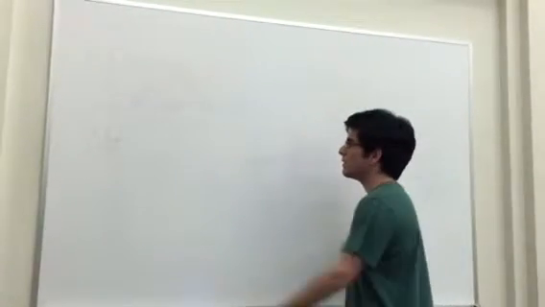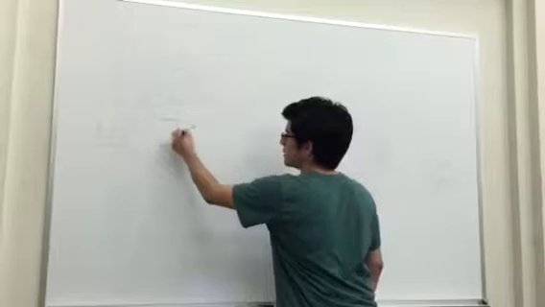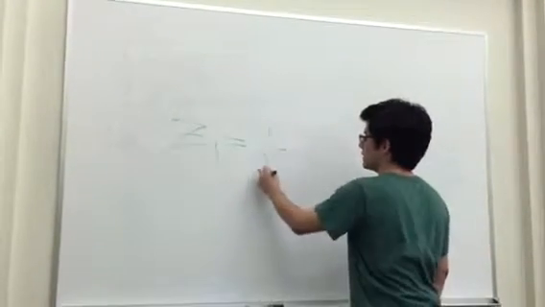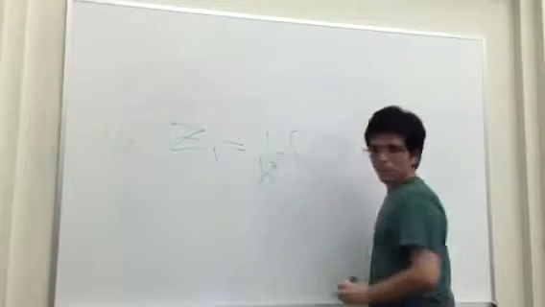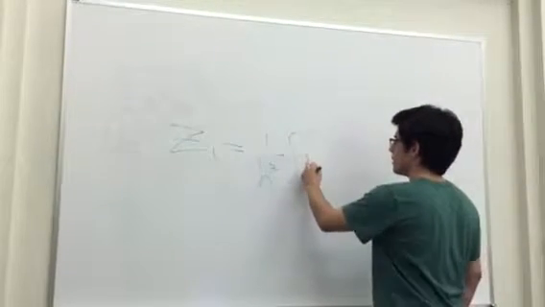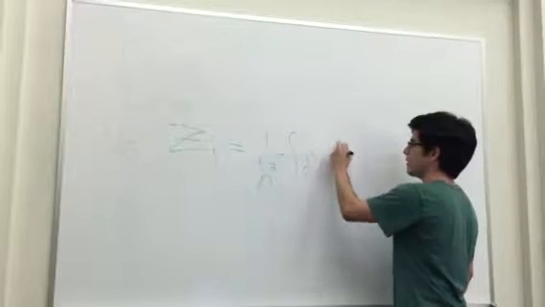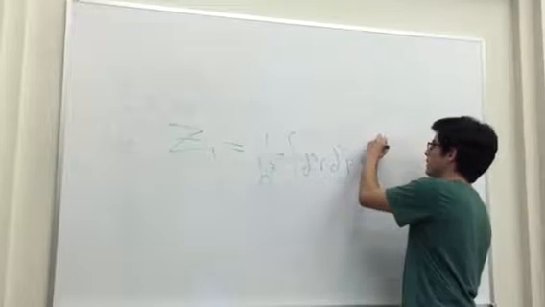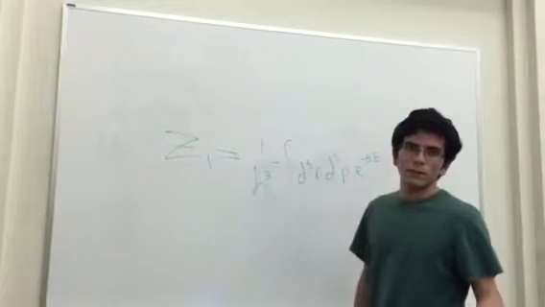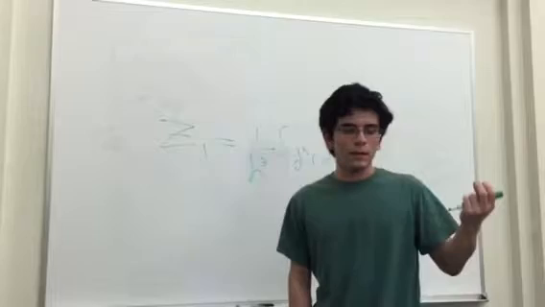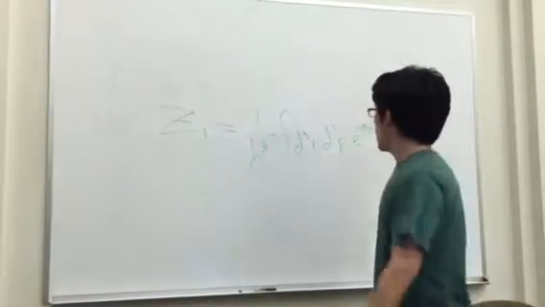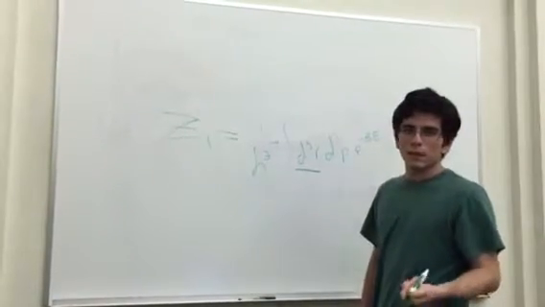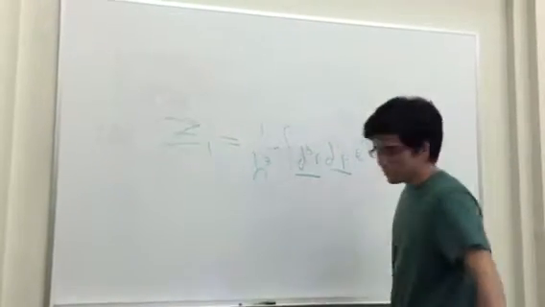So we're going to start off calling our partition function Z1 for one particle: 1 over h cubed times the integral d3r d3p times e to the minus beta E, where E is the total energy of the single particle. The integral is evaluated over its position vectors and its momentum vectors.